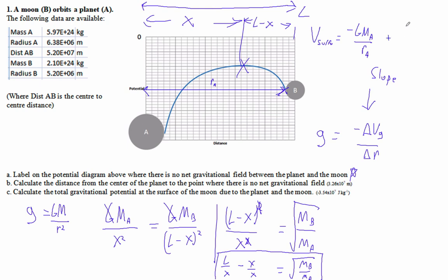And then it's going to be plus, or minus, G mass of the moon over R_B. Well, that radius B is just this. Okay.